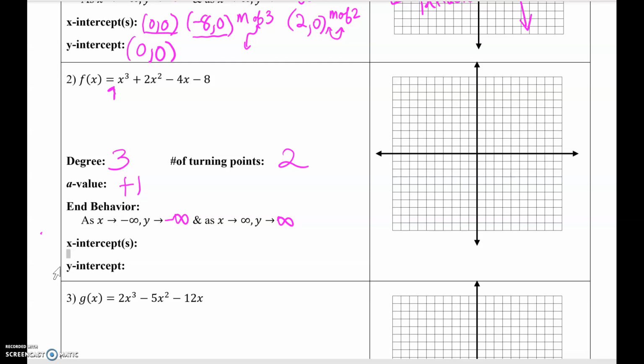So now to find my x-intercepts, I will have to factor, but I can easily see the y-intercept because when I plug in 0, it's 0 plus 0 minus 8. So I've got (0, -8). So I'll start by plotting that ordered pair, and there you go.